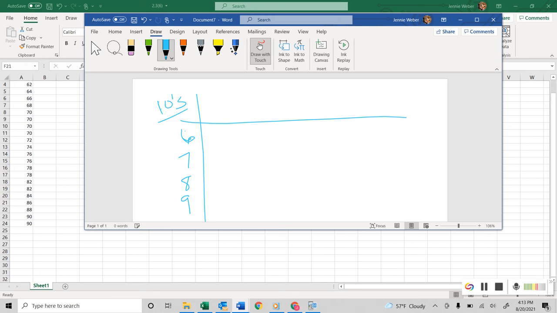And I'm writing this in. You wouldn't normally do this. And then this is going to be my ones place. And so what I'm going to do here is I have a 2, a 4, a 6, and an 8. So this means that this is 62, 64, 66, and 68. The beauty of something like this is you actually can recreate the exact data you started with.